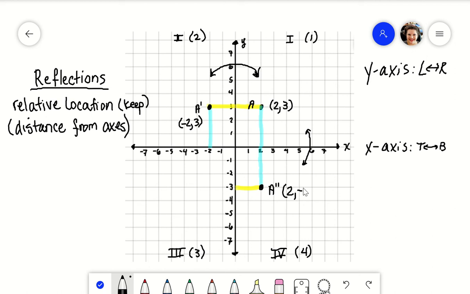And notice that the numbers of the coordinates did not change. We still have a 2, we still have a 3. That's because we're preserving the relative location. We're keeping the distance from the axes the same. In this quadrant, all of the x values are positive and the y values are negative. So because it went from quadrant 1 to quadrant 4, it stayed a +2, but it turned into a -3. So this is a one-dimensional reflection. It's a single point being reflected. Let's take a look at what happens when we make this 2 dimensions.